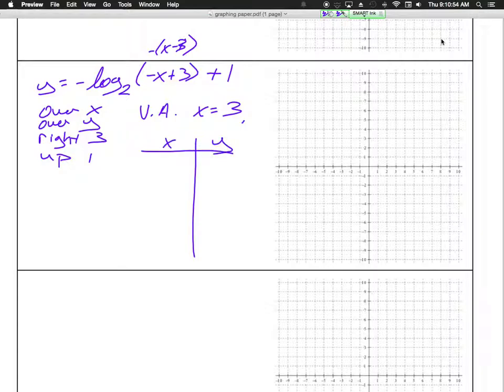So I've got some stuff inside with x, so that means I want to come over here to the side. So what numbers do I need to consider over here on the side? 1/4, 1/2, 1, 2, 4, and since I'm dealing with 2, I might as well go ahead and go to 8. Alright, then I'm setting these equal to what's inside, which is negative x plus 3.